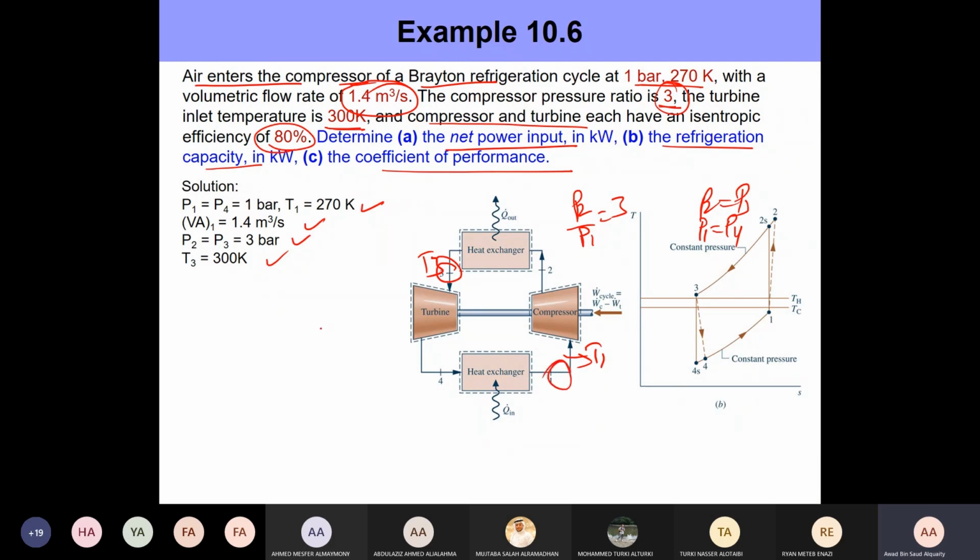Again, we're going to treat air as an ideal gas with variable specific heats simply because nothing is mentioned about constant specific heats. So from the ideal gas table, you get the value of enthalpy at state one, H1. And since we have the pressure ratio, we'll find out the PR1 from there at state one.